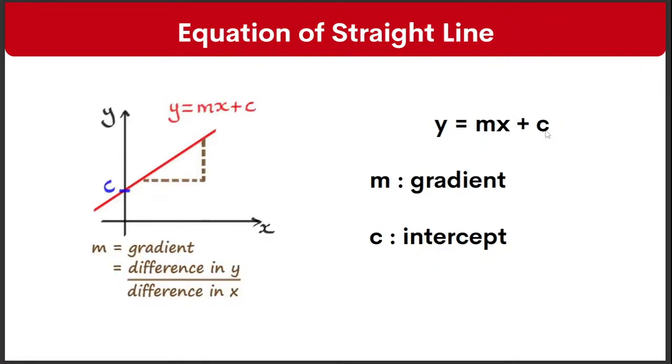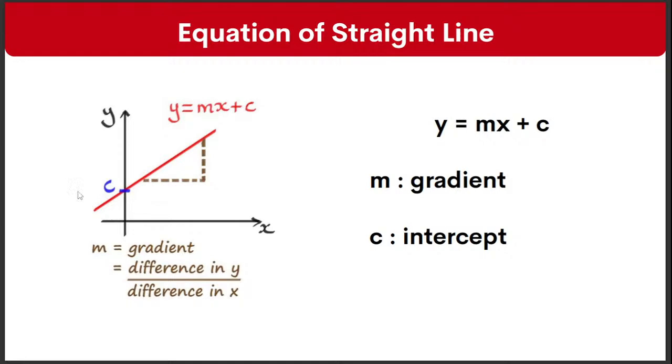You need to have a value for your c and m. So what is c? What is m? M is the gradient, which is the difference in y divided by the difference in x. So if you draw a slope, you can get the value of m. Based on the line, how oriented it is, the value will be obtained from the slope. And what is the value of c? C is the point where your straight line passes your y-axis.